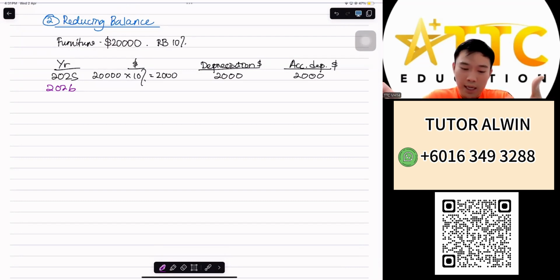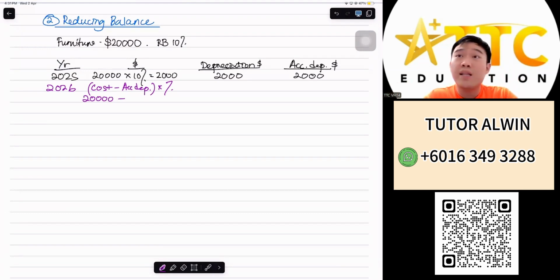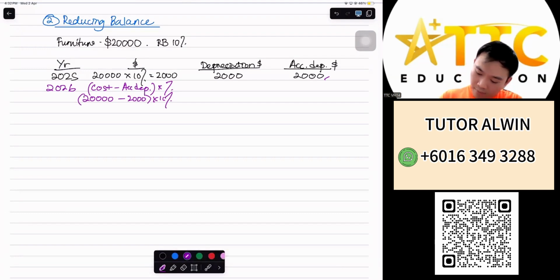Only during the second year, things change here, depending on which formula that you adopt, either at cost or reducing balance. In this case, reducing balance is like this. You have to take the cost minus accumulated depreciation of the previous year. Then you multiply with the percentage. Therefore, we have 20,000. You minus off the accumulated depreciation of last year, which is 2,000. And you multiply by 10%, and therefore you'll be getting 1,800. And accumulated depreciation will be, you just add up, that will give you 3,800.